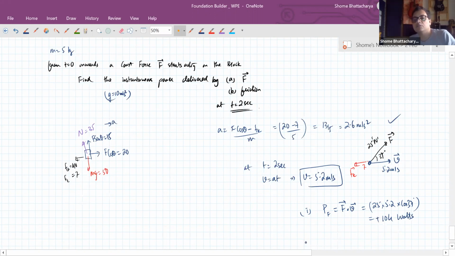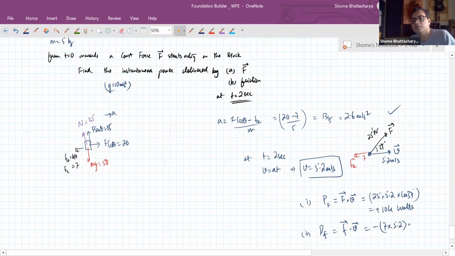Whereas the power delivered by friction, when you do this dot product, you will see it will become minus of the frictional force, because the angle is 180, into the velocity. So this will become a negative power. So like work done, power can also be negative. So this will be the power delivered by the frictional force. This is the power delivered by the external force F. So this is the answer to this question.